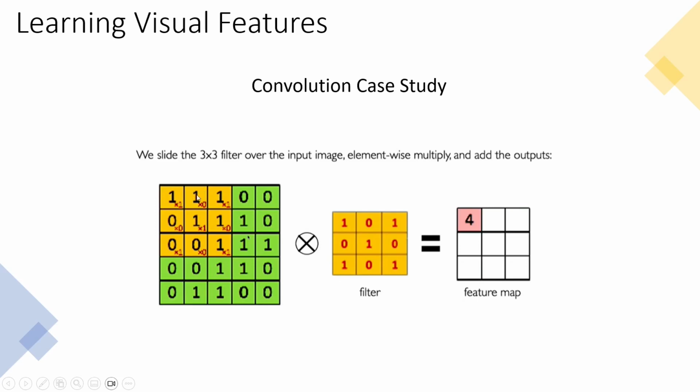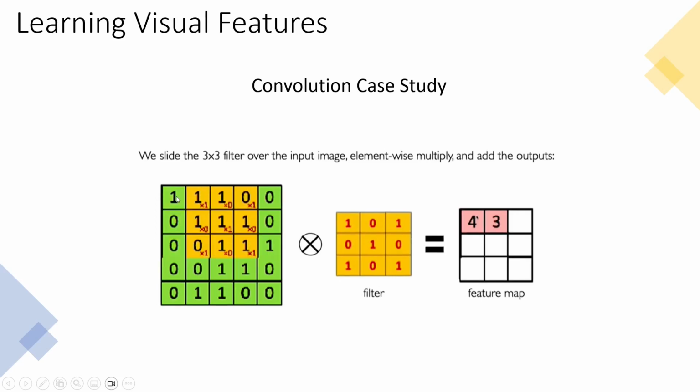So this part of the image is 1, 1, 1, 0, 1, 1, 0, 0, 1. If you convolve this part of the image with this filter, we're gonna get a 4, because 1 times 1 is 1, 1 times 0 is 0, 1 times 1 is 1, that's 2 up until now, 0 times 0 is 0, 1 times 1 is 1, that's 3 up until now, 1 times 0, that's 0, 0 times 1, 0 times 0, 1 times 1, we had 3 here, we have 1 here, we have therefore 4.